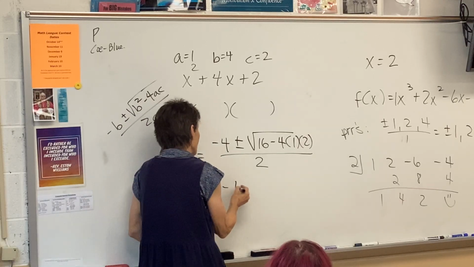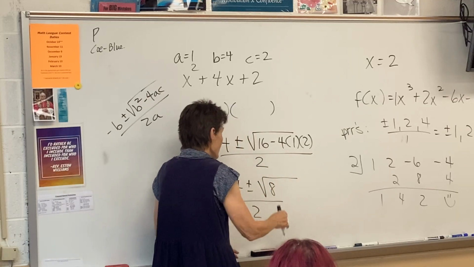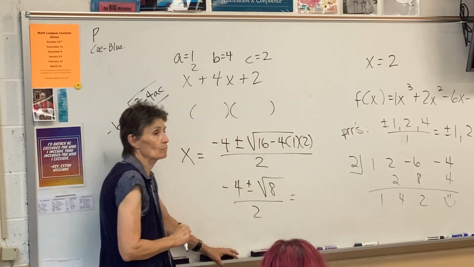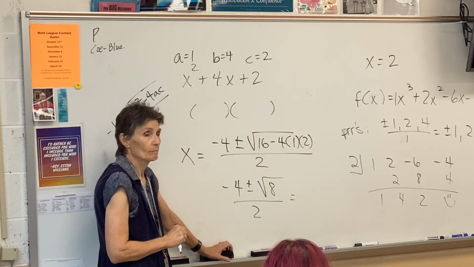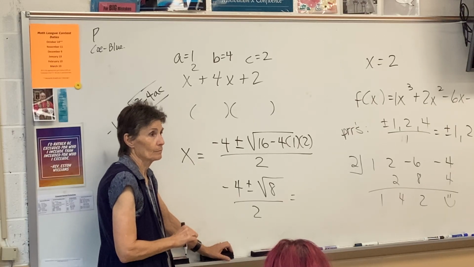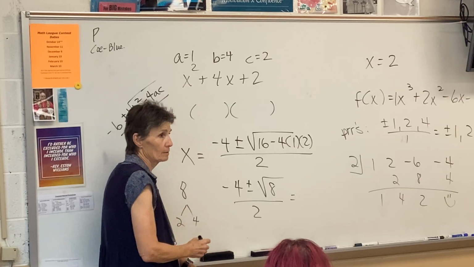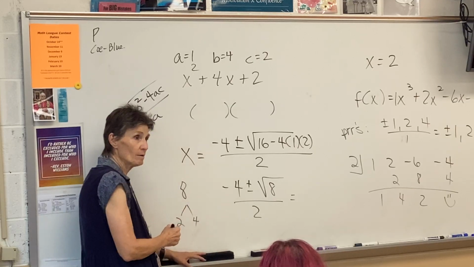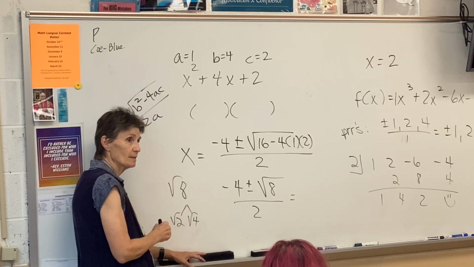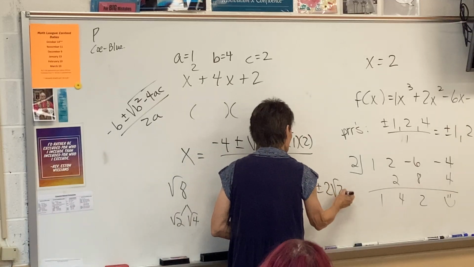Okay, what's under the radical? 8. What do you know about the square root of 8? Is it 2? The square root of 8 is not 2. It's 2 roots of... 8 is not a perfect square. But 8 is 2 times 4. And the square root of 4 is 2. So this is 2 radical 2.